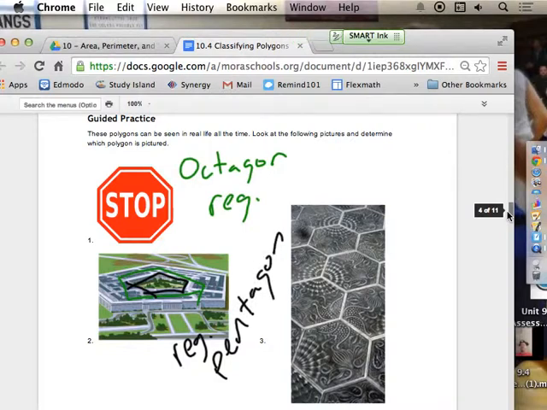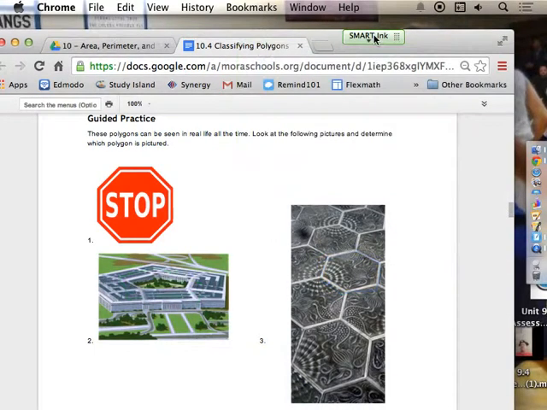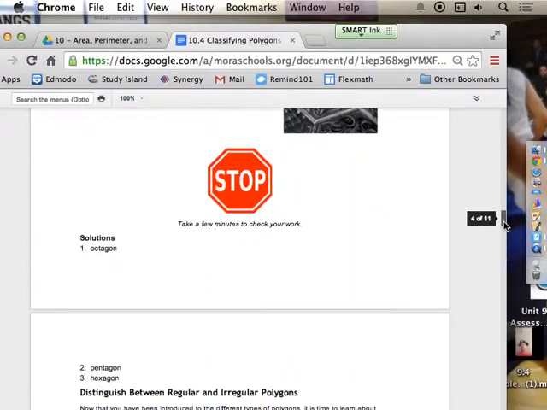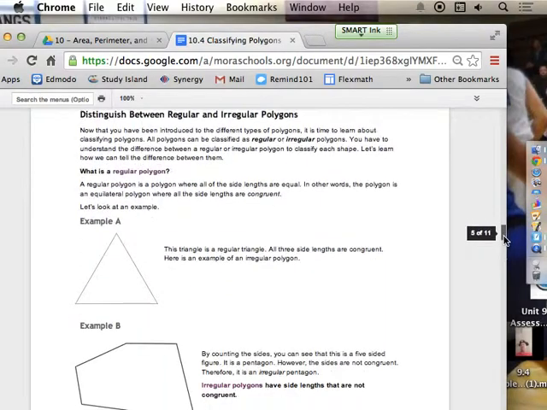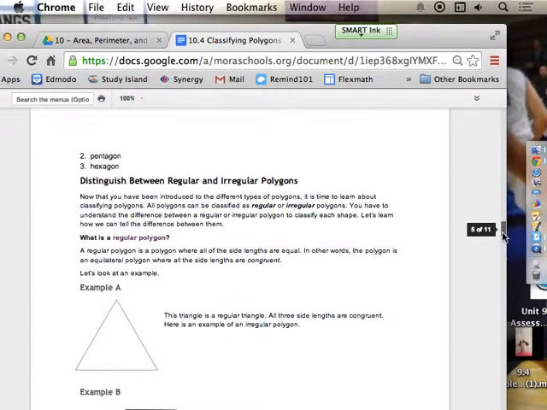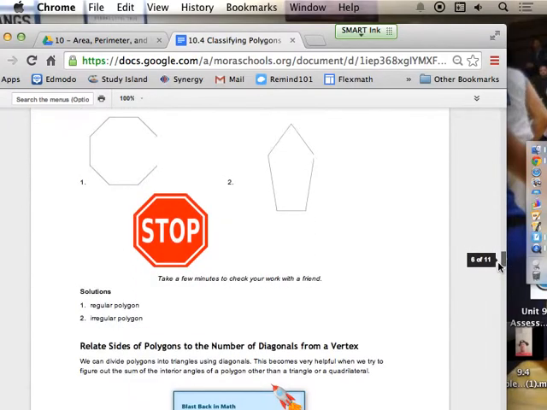All right, and our last one, number 3. Looks like we got some tile. Looks like they're 1, 2, 3, 4, 5, 6. Hexagon. Hopefully we know a hexagon has 6 sides, and it looks like it's a regular one. Good. Going on. You can see they gave us our answers. Now they're going to go over the difference between regular and irregular, and we've already done that. Okay?